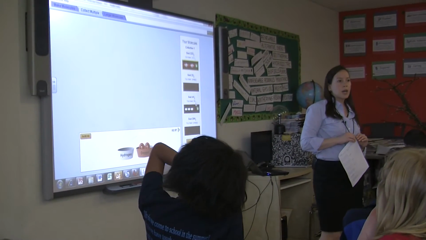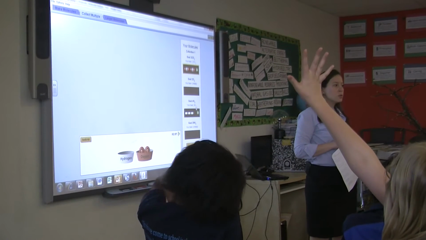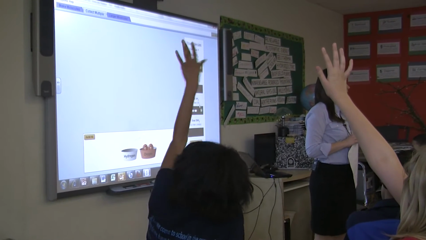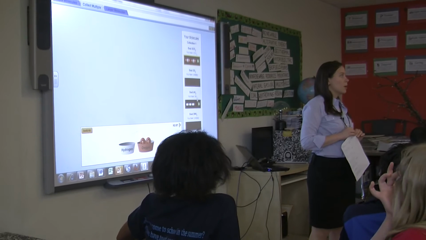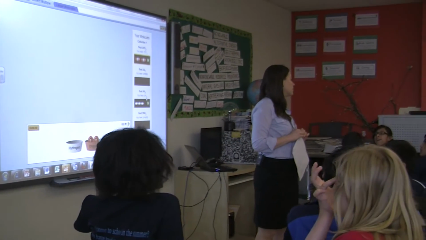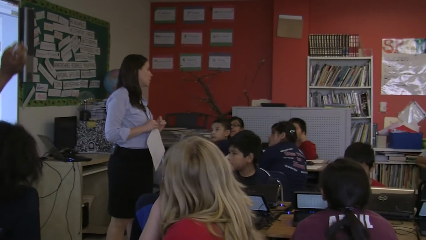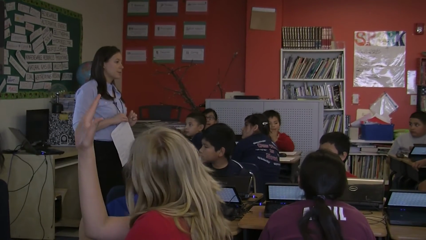Which one is our coefficient? The big 2 or the little 2? Nathan? The big 2. And that big 2 means that there are two what? There are two what, Alberto?